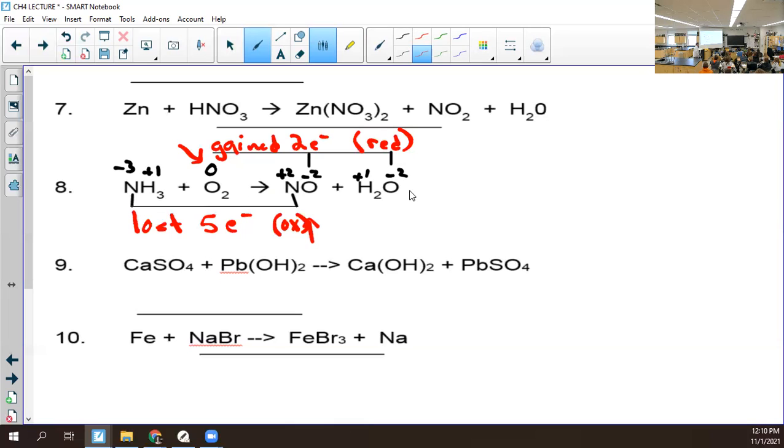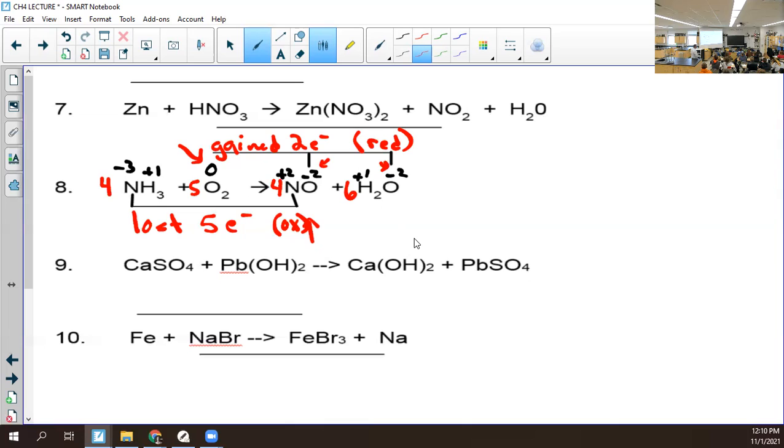Now, the numbers don't add up, but did anyone balance this out right here? What is it? 4, 5, what? Everyone agree with that? Yep, that's 20. 4 times 5 is 20. 5 times 2, 2 times is 20.